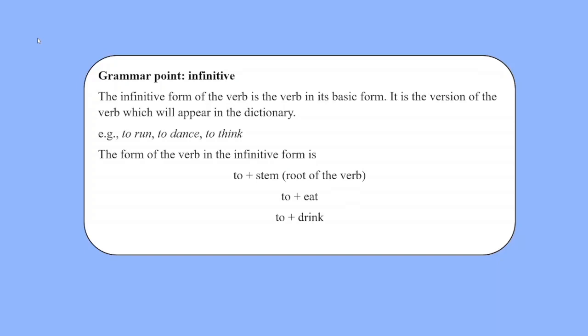To eat, eat is the stem of the verb or the root of the verb. And here, drink is the stem of the second verb. The infinitive form is usually the verb in its natural form, exactly how we find it in the dictionary. However, it is different from the verb in use, or where we put the verbs in different tenses. However, it is very important to recognize the verb in the infinitive form.